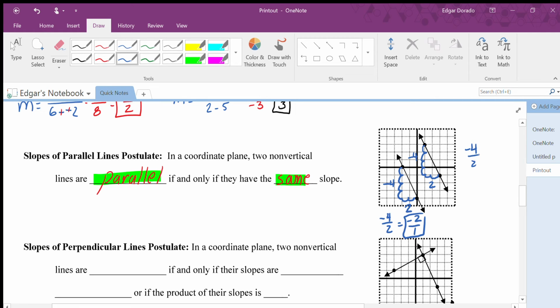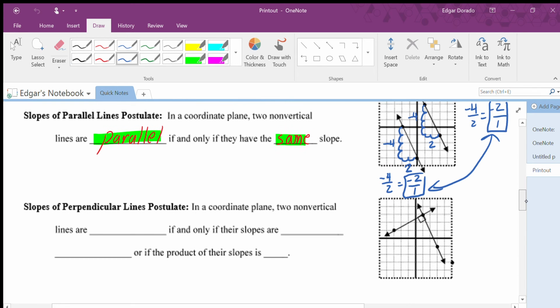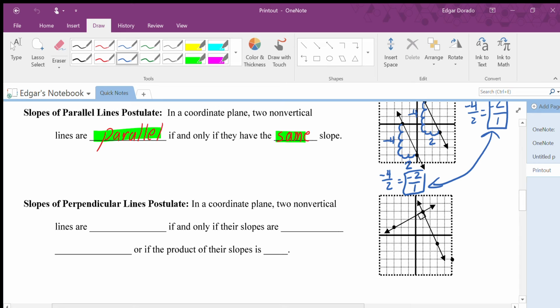So negative 4 over 2 once again reduces to negative 2 over 1. These two are exactly the same slope. Okay, so that's just one way to prove that we do have parallel lines. If you're given a coordinate plane, you can always prove that two lines are parallel by finding their slopes. And if they are equal, if they are the same slope, then they're definitely parallel lines.